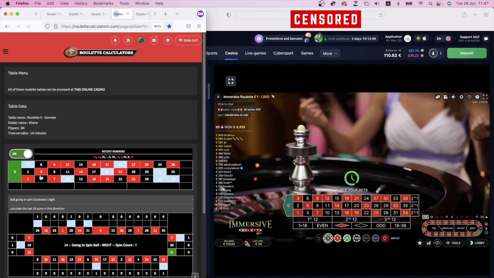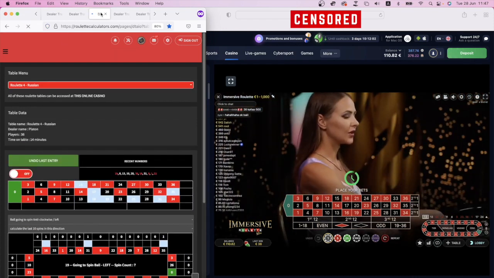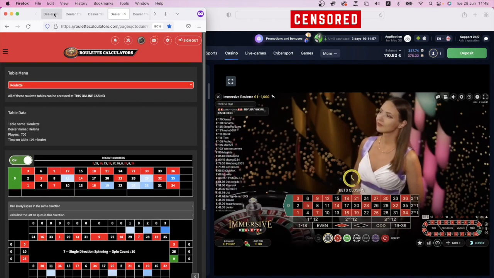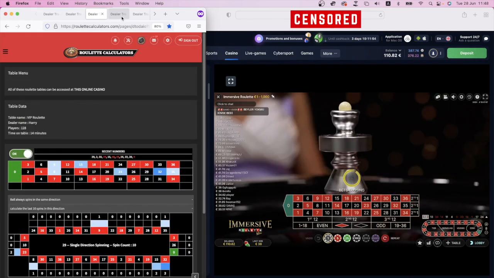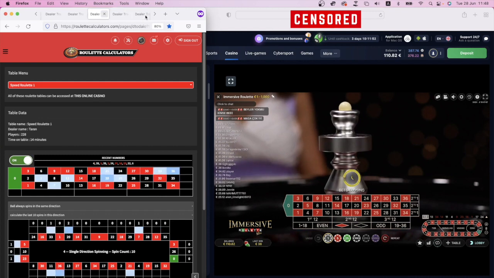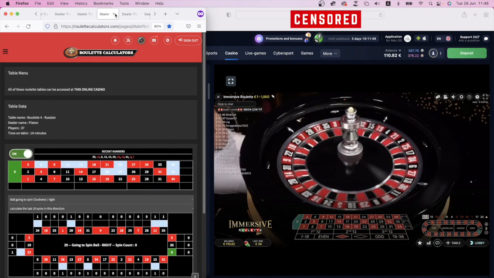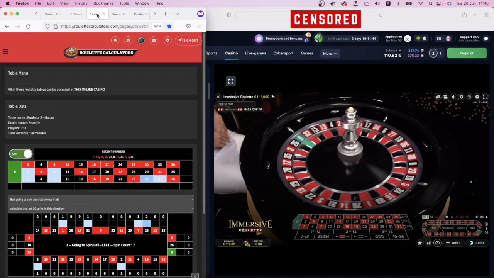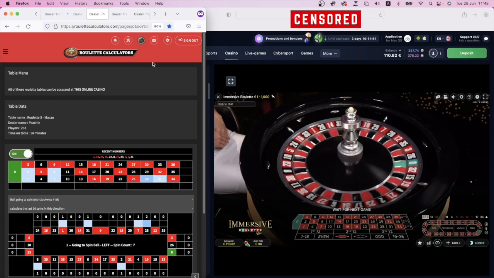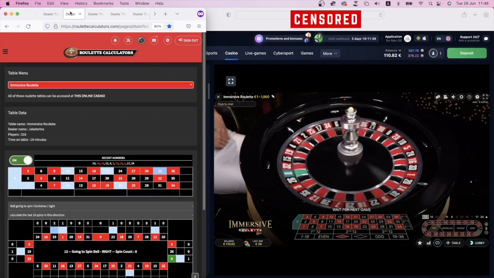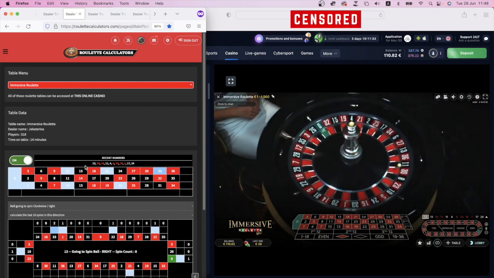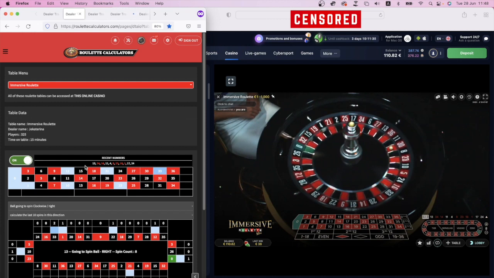I think it's switching them all off for some reason. Okay, I think we're good now. Okay, so I'm going to stick with immersive just because I've got a bit of complications going on there. 13, that's gone back to 13 by the looks of it. So I will submit that.